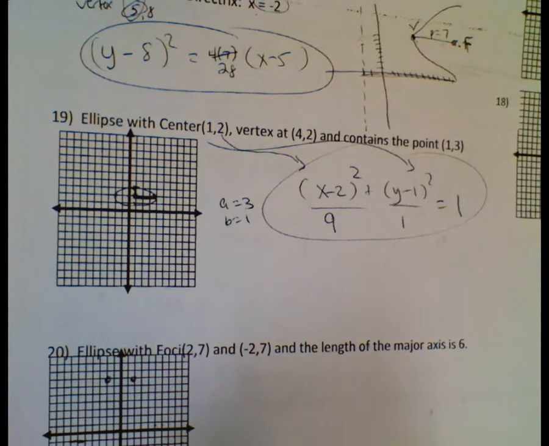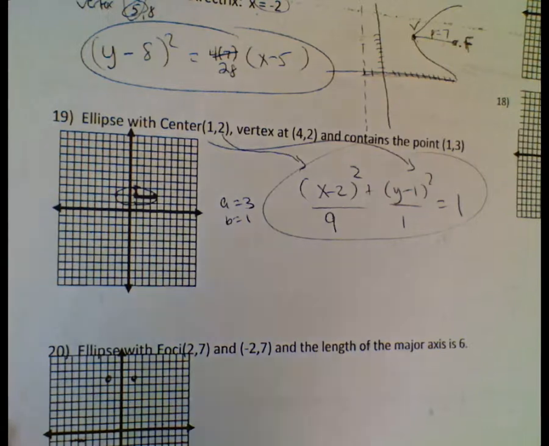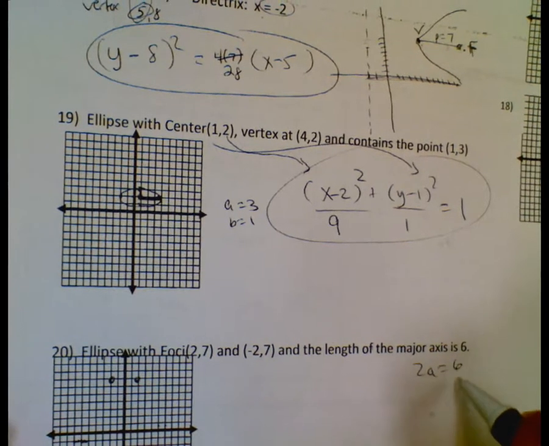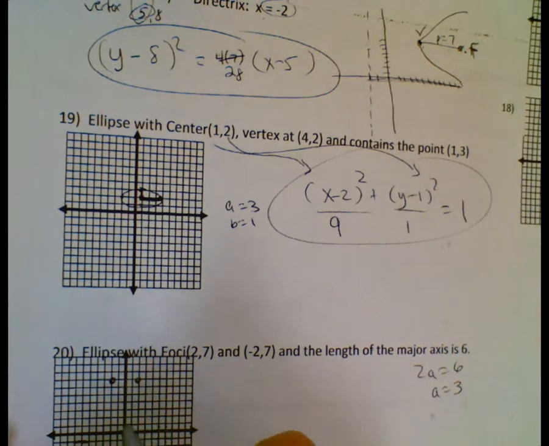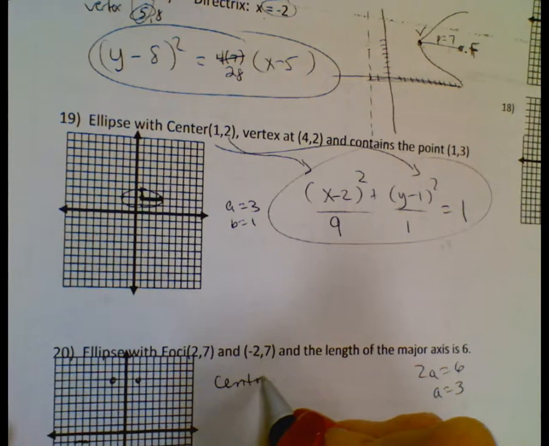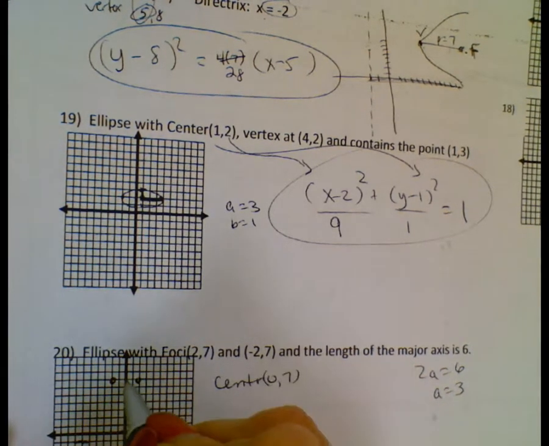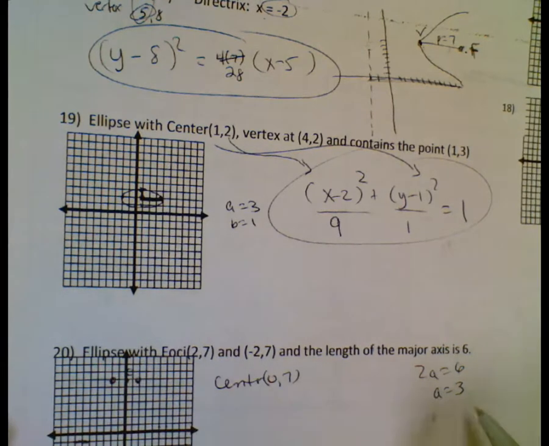Is your foci, and major axis is 6. So the length of major axis is 6 means that 2A equals 6 and A is 3. So the center has to be 0, 7. That's the midpoint of these last 2 points. This has to be the center. And the A is 3.